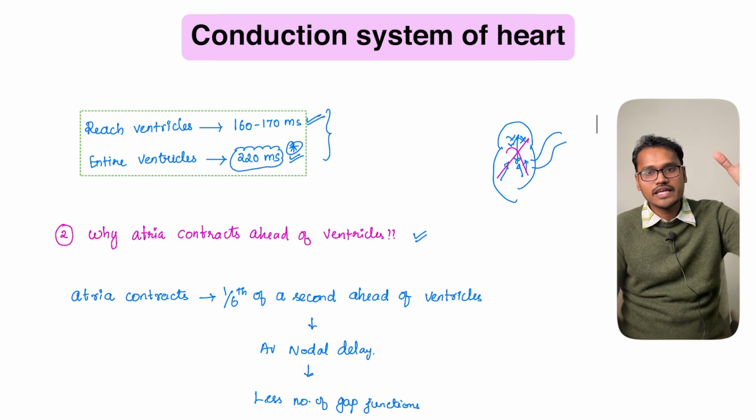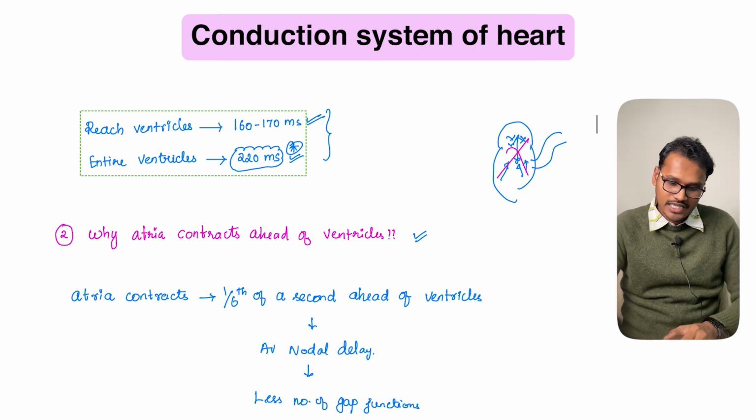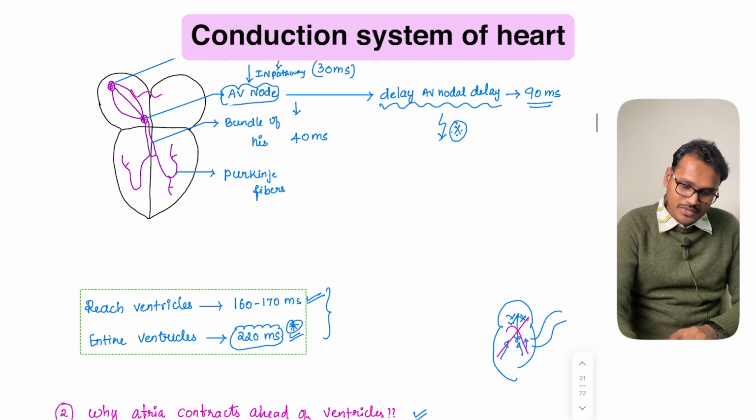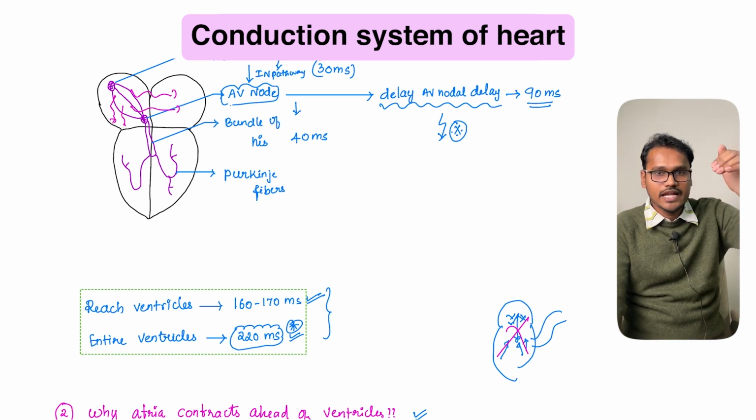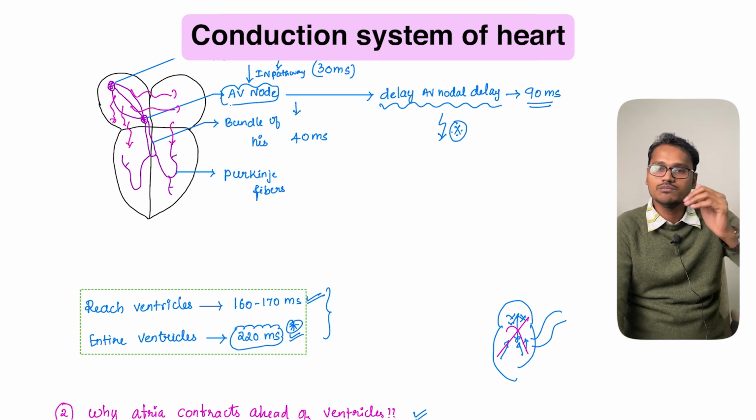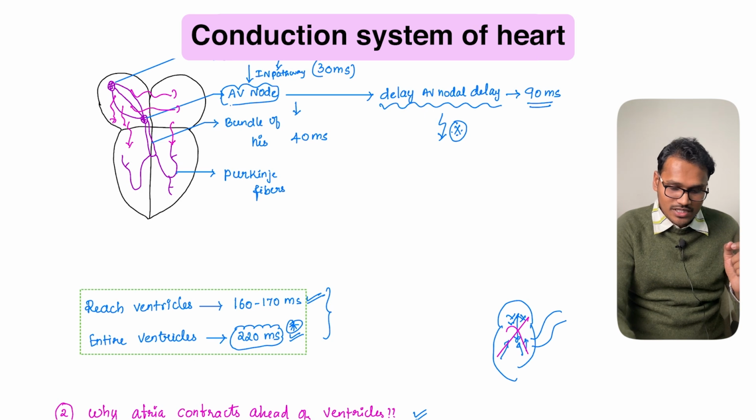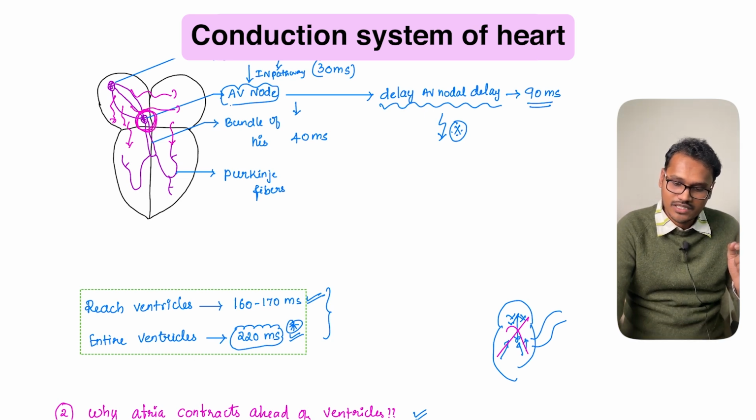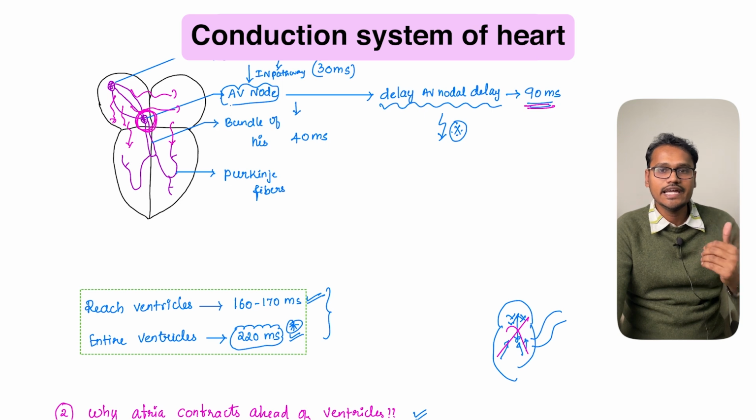So what happens is whenever the SA node is firing, initially the atria will get its impulse. The discharge impulse will come to the atria and there will be an atrial contraction. Whenever atrial contraction is happening, the blood from the atria will come to the ventricle of both sides. And at this time, what is happening? The AV node has been keeping the impulse and waiting, and it is acting like a gatekeeper.